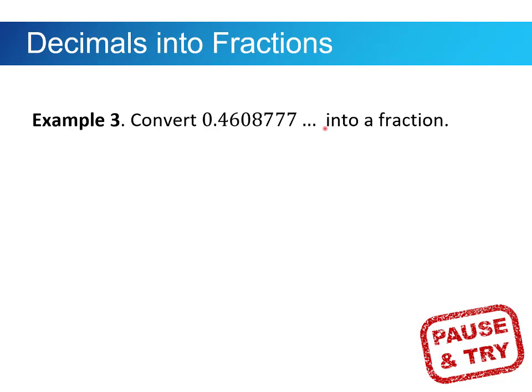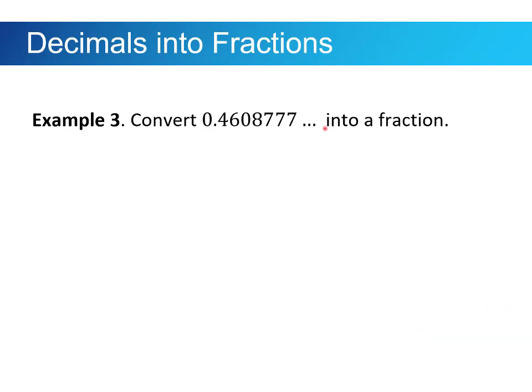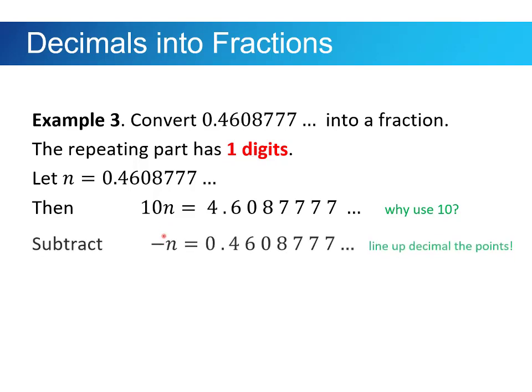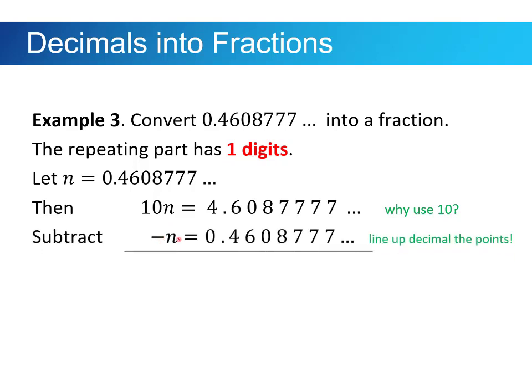All right, I hope you have tried this, and let's check your work. The repeating part has 1 digit. It's only the number 7. So I let n be my original number, and then I'll create 10n. I use 10 because 10 has 1 0, and there's only 1 repeating digit. And then I subtract off the n just like I always have. And like before, the repeating part falls away.